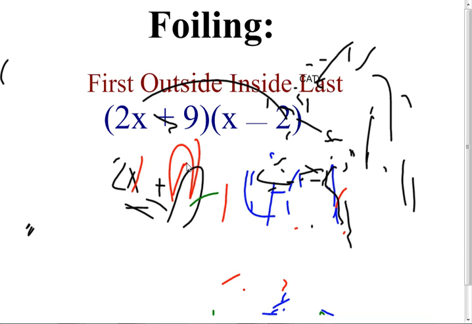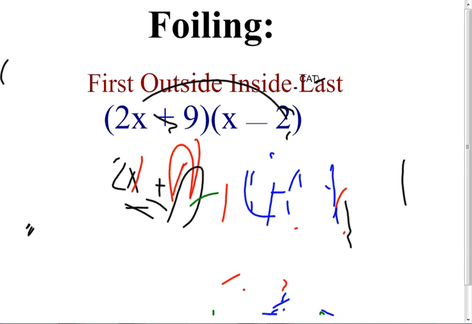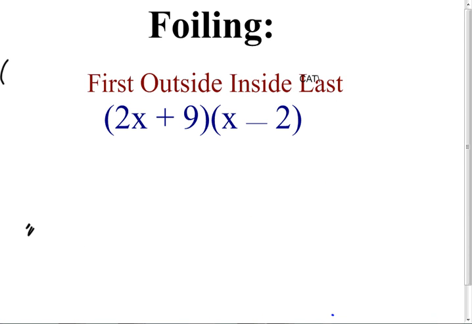It's easier to do this. You take this, and you do this. So you're going to do this? What's 2x times x? Yeah, 2x squared.